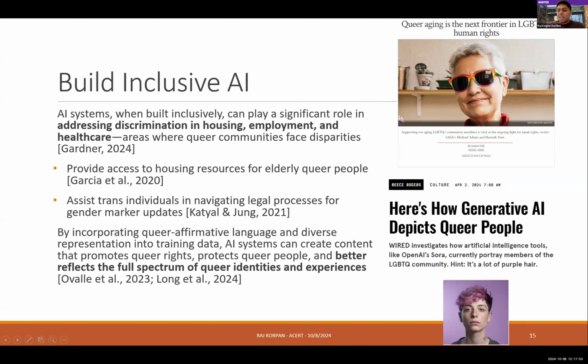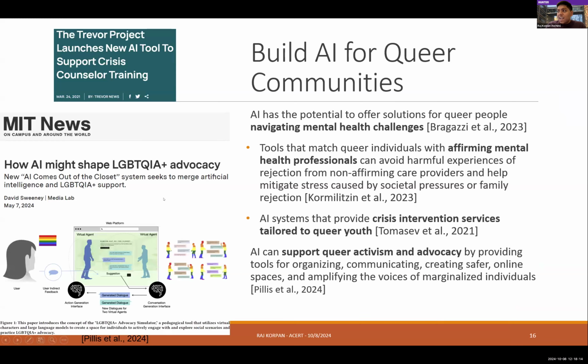So what are the opportunities ahead of us? We want to build more inclusive AI systems so that we can help people who are marginalized with issues of housing, employment, healthcare. So that we can have AI systems that create content that reflects the full spectrum of identities and experiences. And we can build AI for these communities. For example, with the queer community, we can have AI systems that help queer people navigate mental health challenges, match them with affirming healthcare professionals.